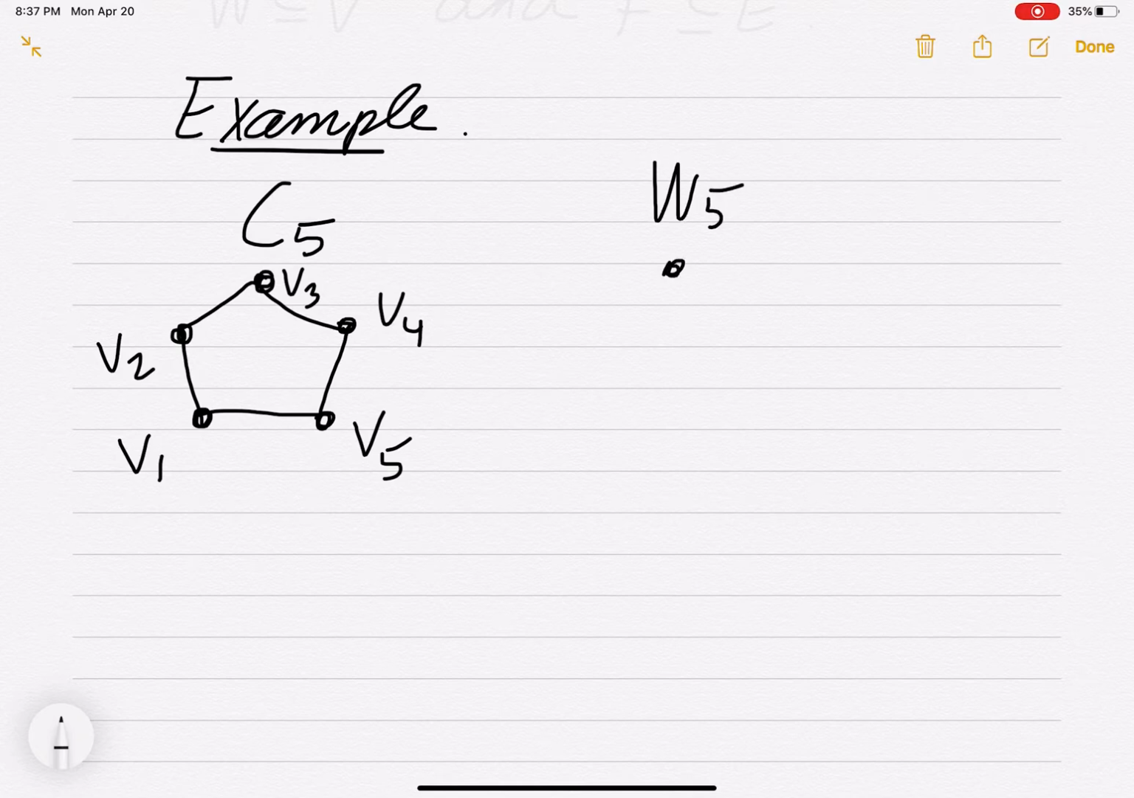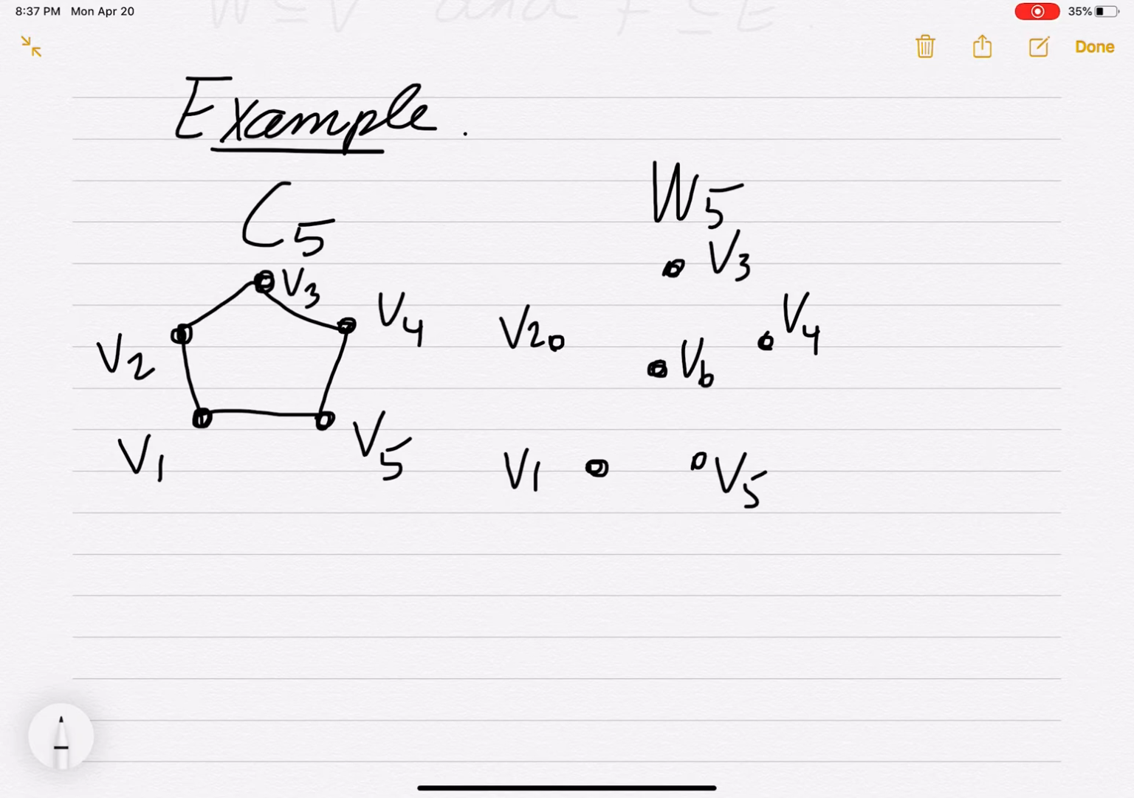So you've got 1, 2, 3, 4, 5 vertices on the outside. Then you've got a middle vertex, right? V1, V2, V3, V4, V5, and then a V6 here in the center. So I connect V1 to V2, V2 to V3, V3 to V4, V4 to V5, V5 back to V1, but then I've got to connect everything to the center.